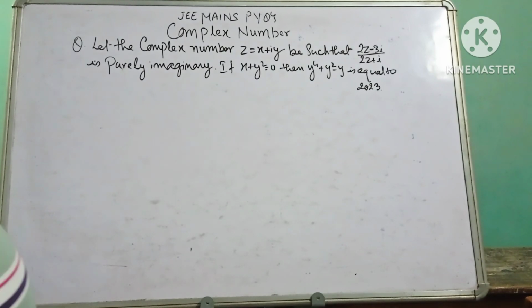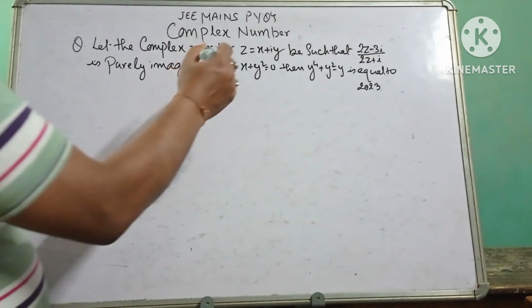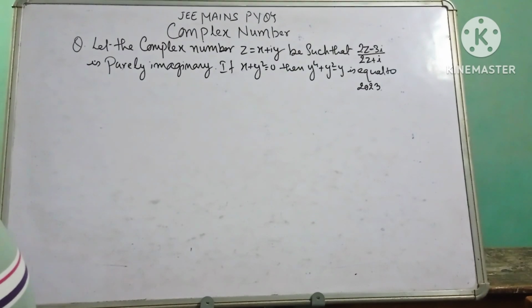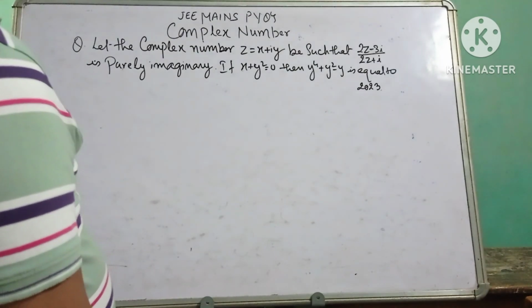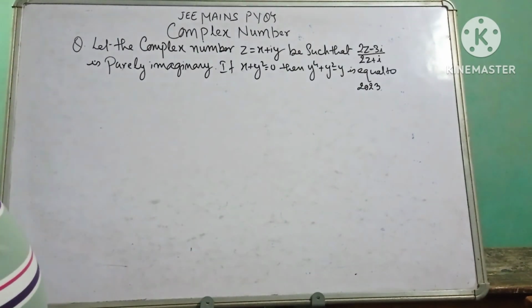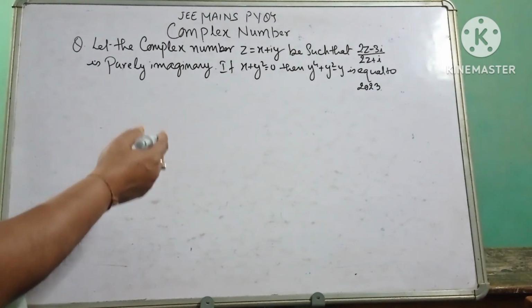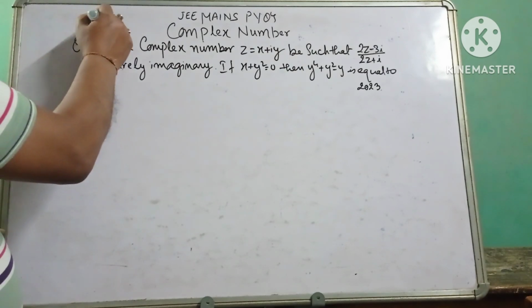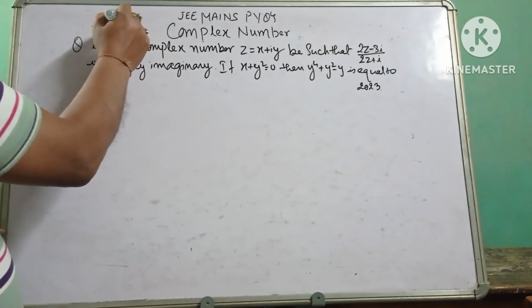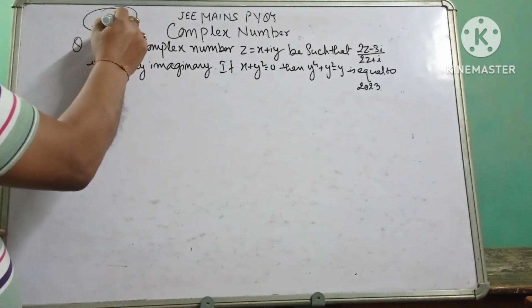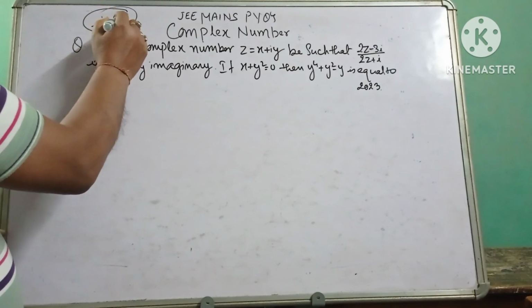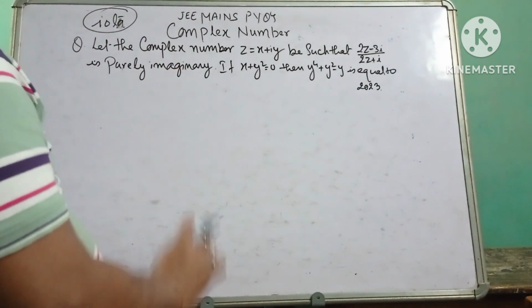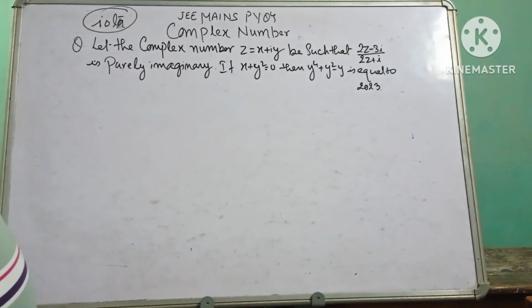Now my next question is, let the complex number z equal x plus iota y. This I is pronounced as iota, but I say I, that's all. You will find in my lecture that most of the time, instead of iota, I say I, for easy purpose. But it is iota actually: x plus iota y.